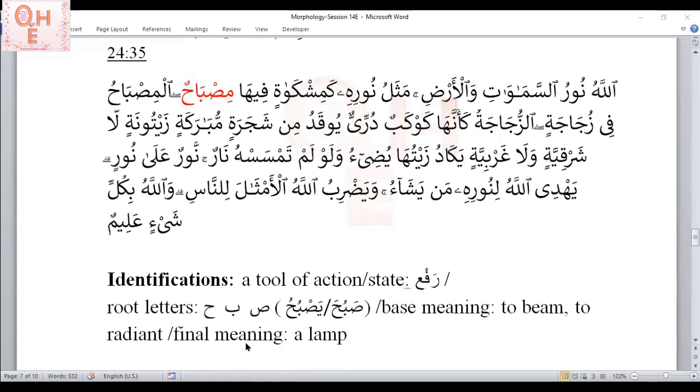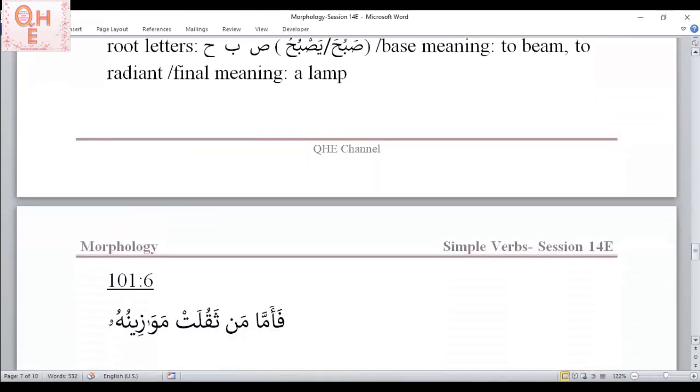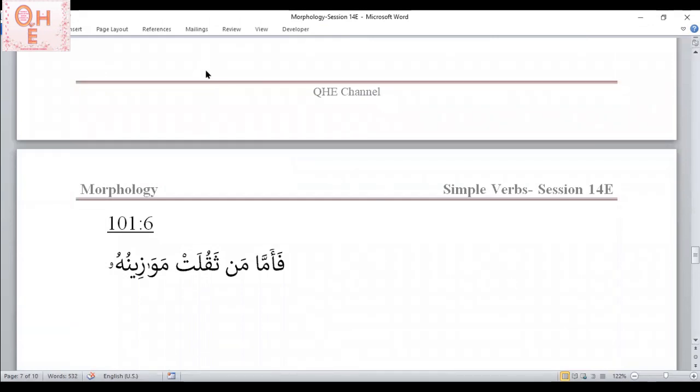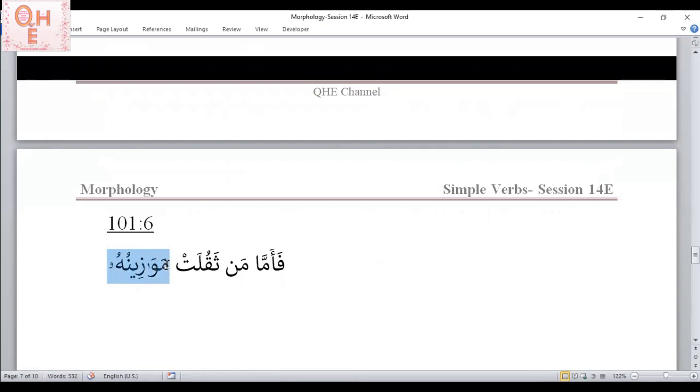So what will be the tool? How am I going to translate the tool? We can say a lamp. Okay, let's go over another one. So again, I'm going to browse over, and definitely we see one, right? Mawazinu. So this one up to here.